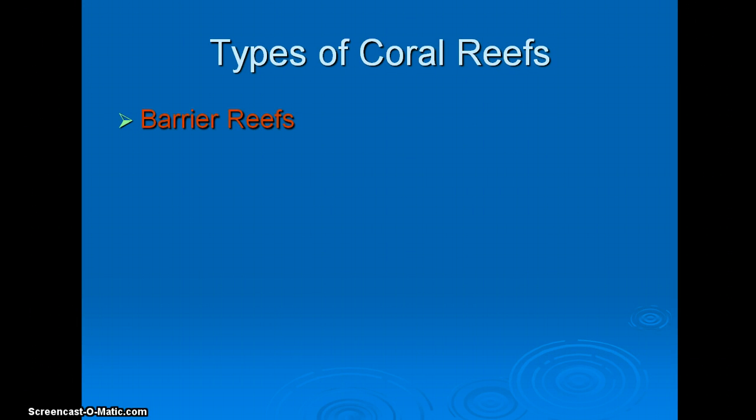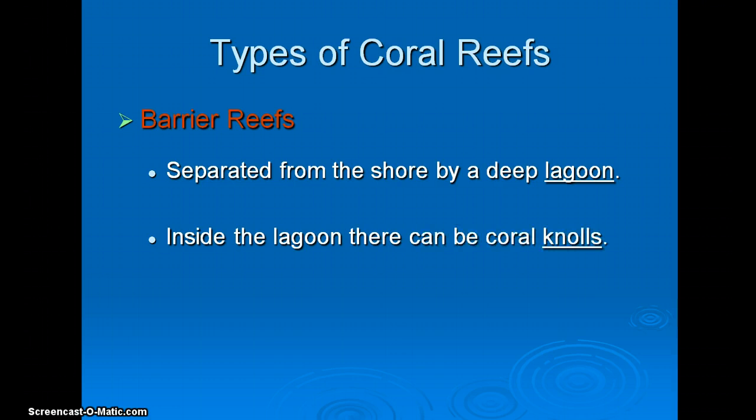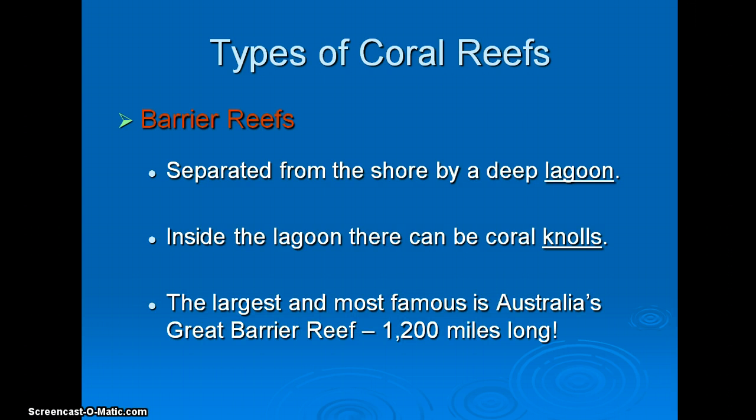The other type that you're probably familiar with, the barrier reef, because of the Great Barrier Reef in Australia, which is so famous, but barrier reefs in general are characterized by the fact that they're separated from the shore by a really deep lagoon. So the fringing reef is right on the edge of the island. The barrier reefs are separated by a shore and by a lagoon, and inside the lagoon there can be little knobs or coral knolls, which are very common in these bigger lagoon areas. And the size of the lagoon, again, varies throughout the world. And of course the largest and most famous is Australia's Great Barrier Reef, which is 1,200 miles long.